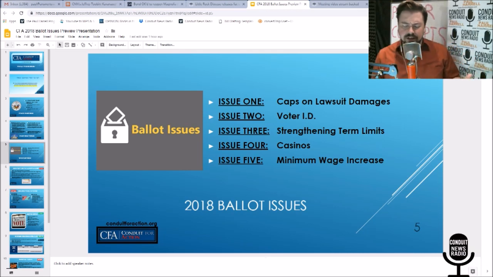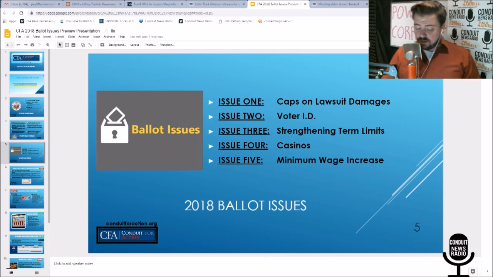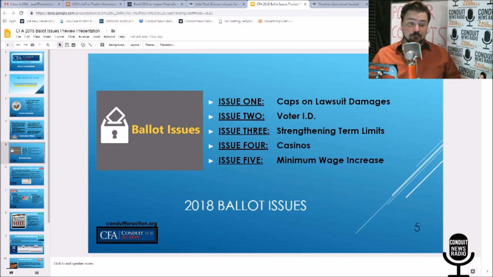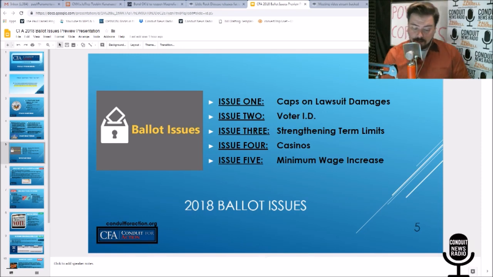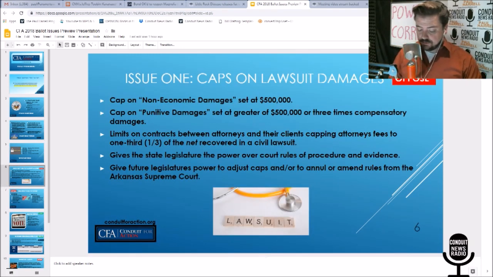Now, it's interesting to note, issue 1 is tied up in court right now. Issue 3 is tied up in court, and issue 4 is tied up in court, okay? So the caps on lawsuit damages is in court, strengthening term limits is in court, and casinos is in court. So it's possible, who knows, that on these issues you may go vote for them, but they may not count those votes because they may get thrown off the ballot. Certainly something to think about.